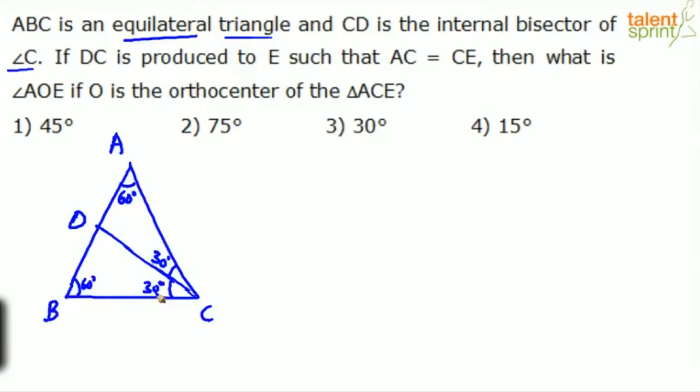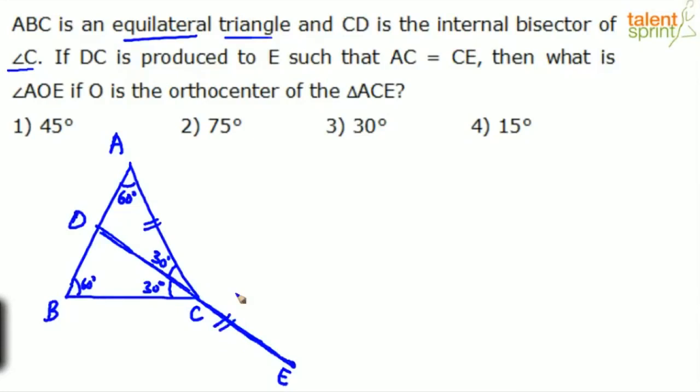All right. Now DC is produced to E such that AC equals CE. So let us produce DC. Extend this line DC. So this is C here, vertex C. I'm just extending DC, right? Let's say we extend it this way. You're getting it? A straight line. DC is produced to E. Let's say this is the point E, such that AC equals CE. See, this length AC is equal to CE.